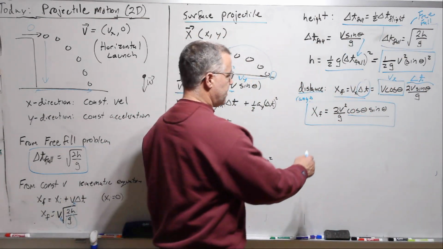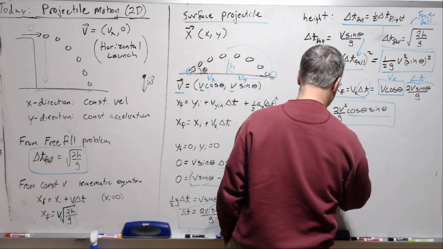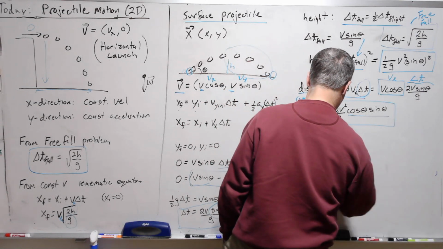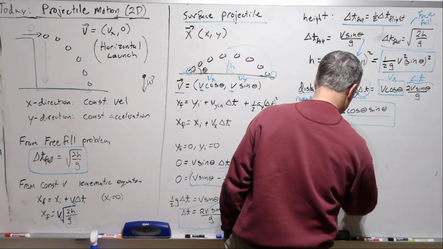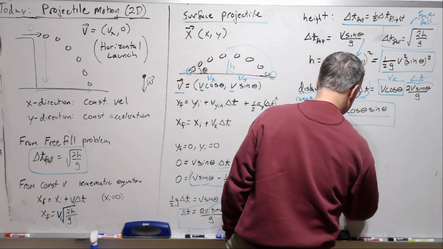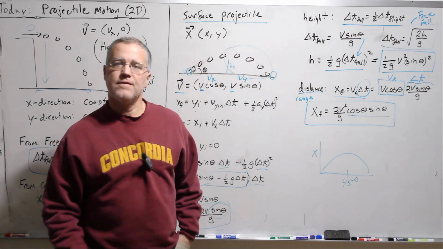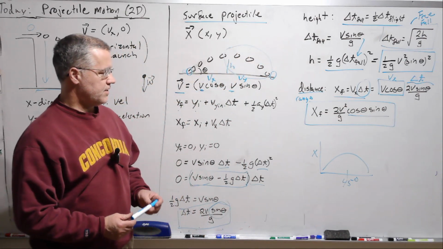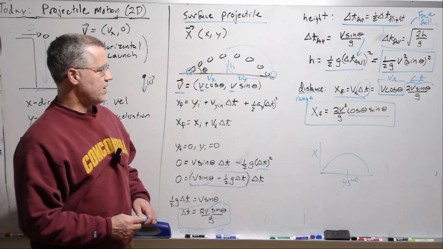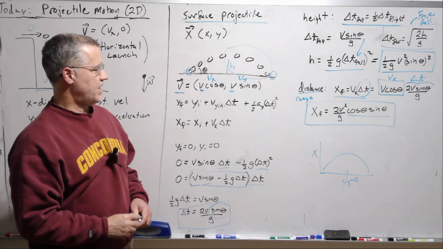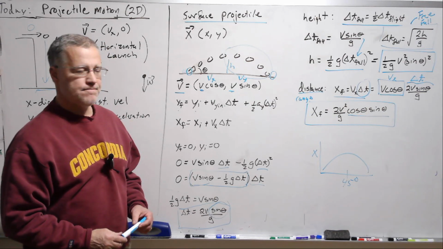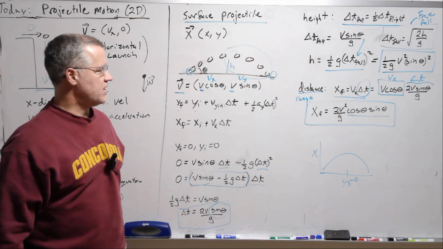Well, you can plot this as a function of theta. And it turns out that 45 degrees is the optimal angle to get the most range at a given velocity, which I guess makes some intuitive sense.